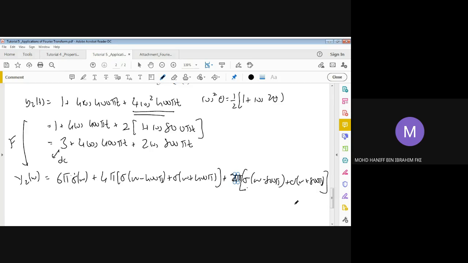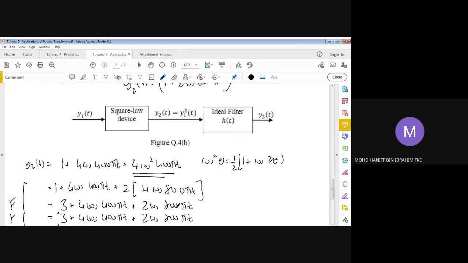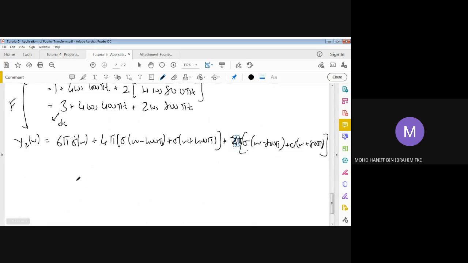So this is the case. We're going to have 5 impulses supposedly. You need to sketch the Y2 omega. So we have 5 impulses. I think you can sketch this on your own. You're going to have impulses at omega equal to 0. That should be your Y2 omega.